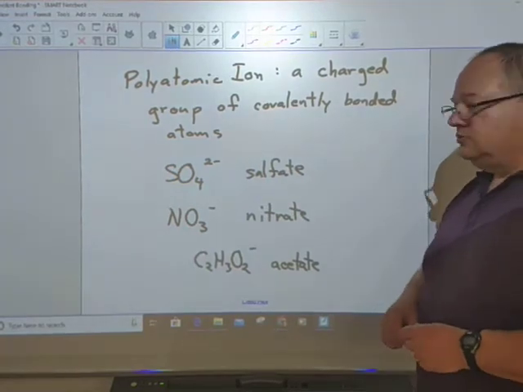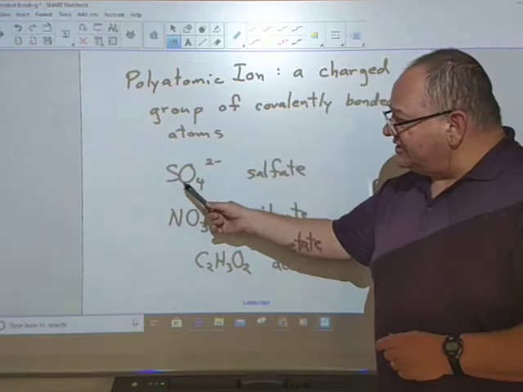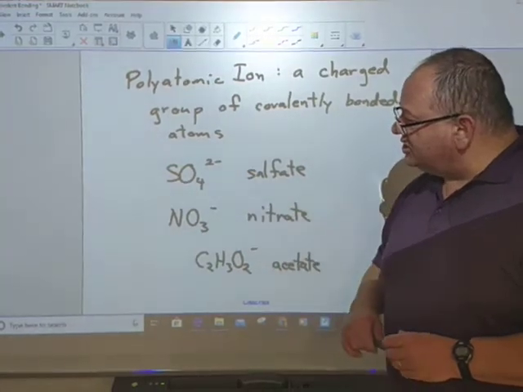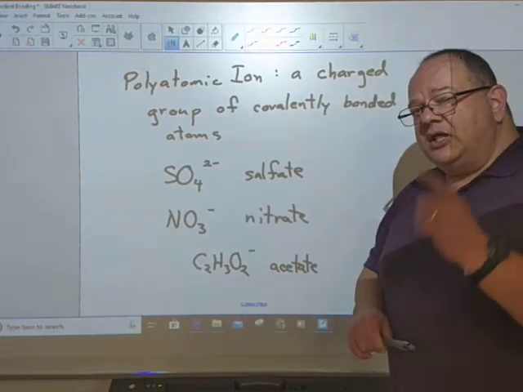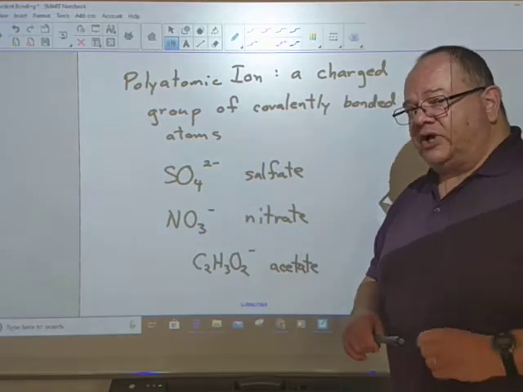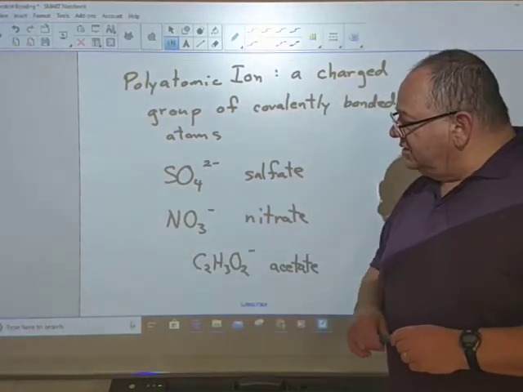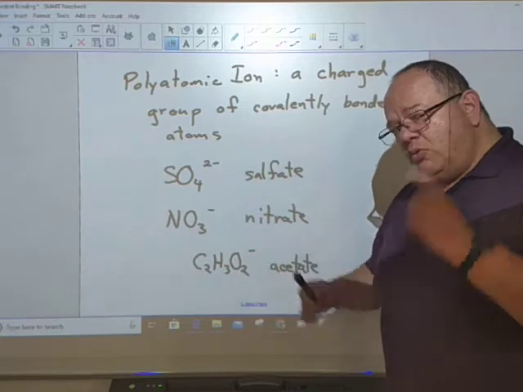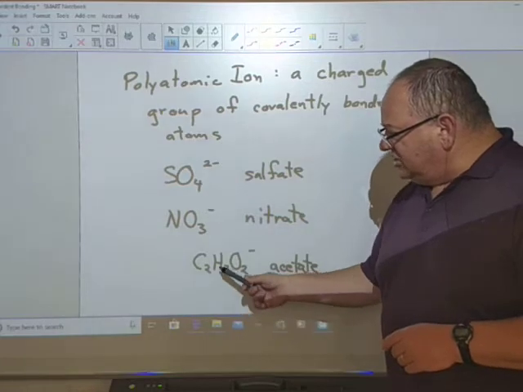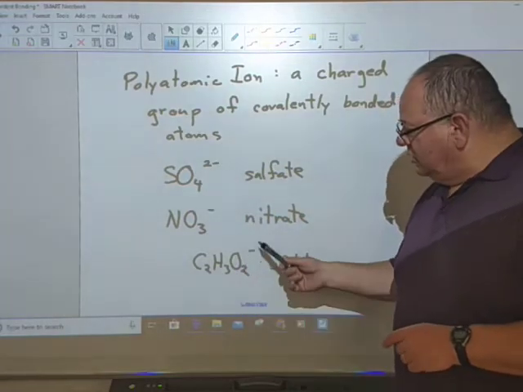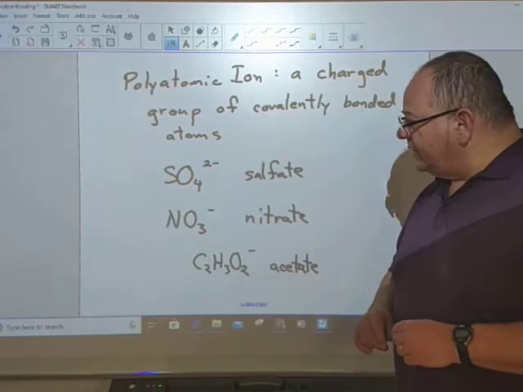Some examples: sulfate. Sulfate is a group of atoms, SO4, so one sulfur and four oxygen, and all together that sulfate has two minuses. That means there's two extra electrons in the structure. Nitrate, NO3, so one nitrogen and three oxygen with one extra electron. Acetate, C2H3O2, two carbons, three hydrogens, two oxygens, one extra electron.